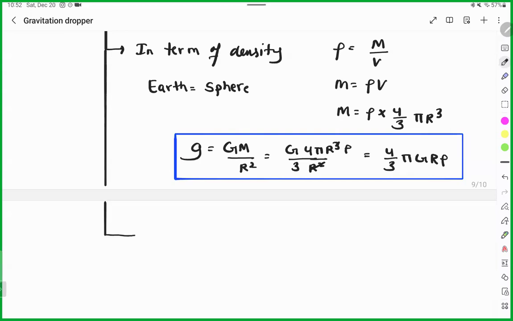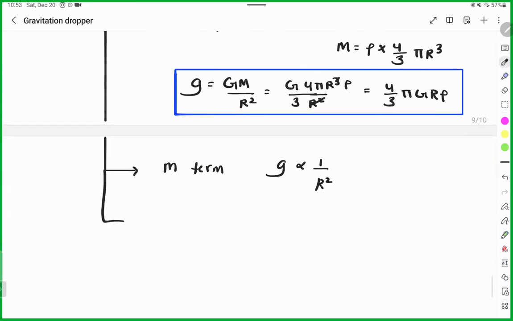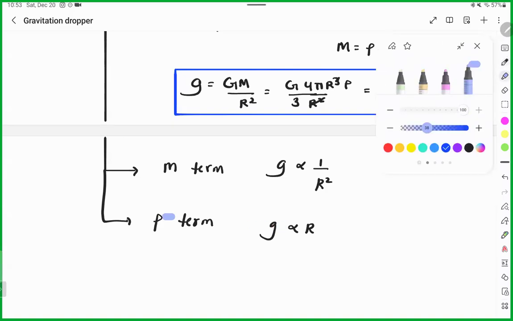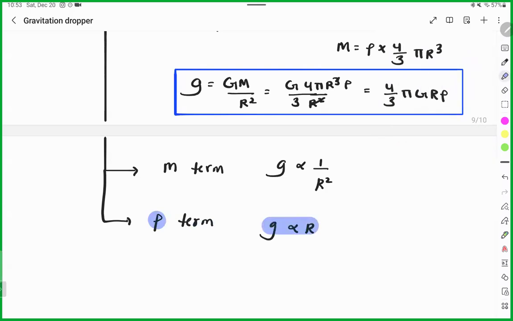Okay, sir. But what is more important? If you take the mass term, then g is inversely proportional to R square, correct? But if you take the density term, then g is directly proportional to R. This is interesting. Make sense? So it's really important what you are taking. If density is taken, it depends directly upon R. If mass is taken, it depends inversely upon R. It's clear. Okay.